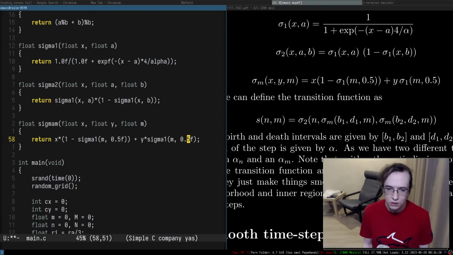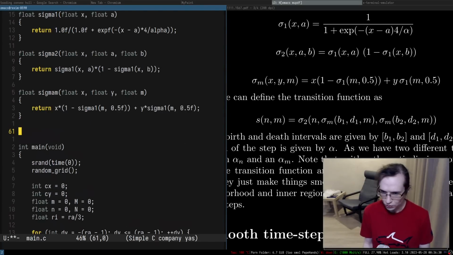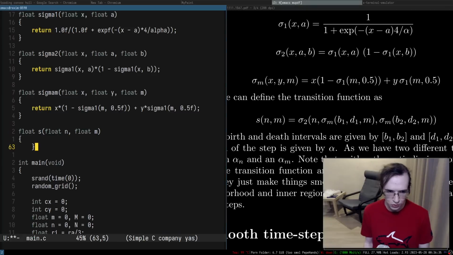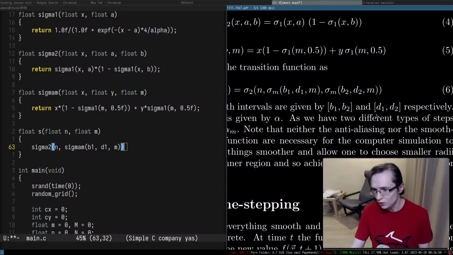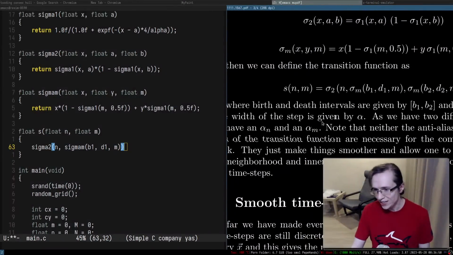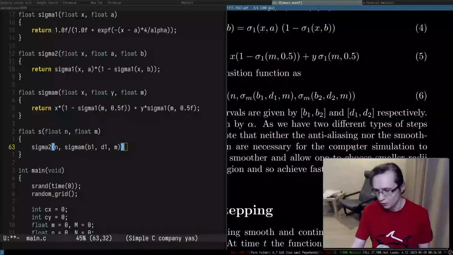Hope I didn't make any typos in here. Looks good. I suppose this is literally the same thing, and this is sort of like an inverse of this entire stuff. Okay, so that looks okay. And float s, this is the final thing, the final boss of the proprietary function, sigma 2 n sigma m b1 d1 m. As far as I know, b1 b2 d1 d2 are the birth and death intervals of this entire thing.